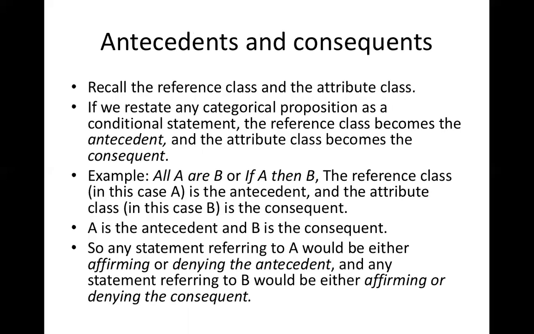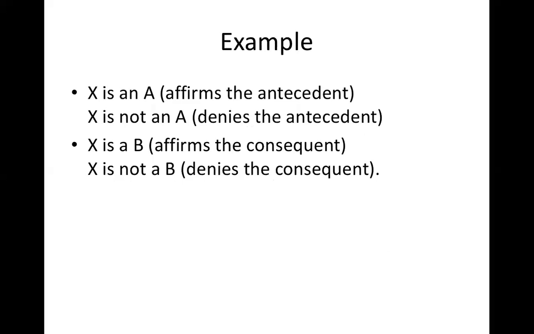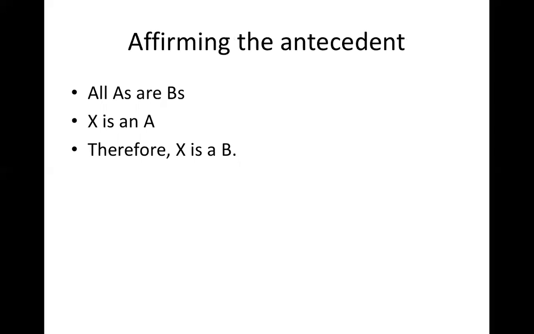So now let's go back to where we were. Any statement referring to A will be either affirming or denying the antecedent, and any statement referring to B will be either affirming or denying the consequent. Example: X is an A affirms the antecedent. X is not an A denies the antecedent. X is a B affirms the consequent. X is not a B denies the consequent. All right, so affirming the antecedent: All A's are B's, X is an A, therefore X is a B.